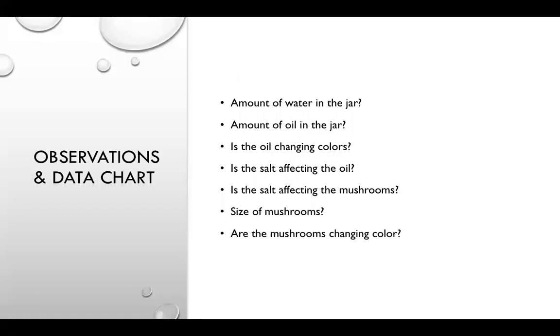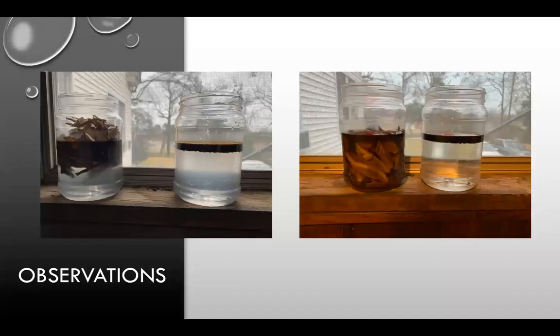To collect my data, I created a chart to record daily observations so I could see what was happening with the oil and mushrooms in the saltwater. The data chart included 7 observation questions that I created before starting the experiment based on my hypothesis. I answered the questions on the data chart each day for both the experimental jar and the negative control jar, and made additional notes about what I observed. I also took photographs of the jars at each stage to record what I was observing.